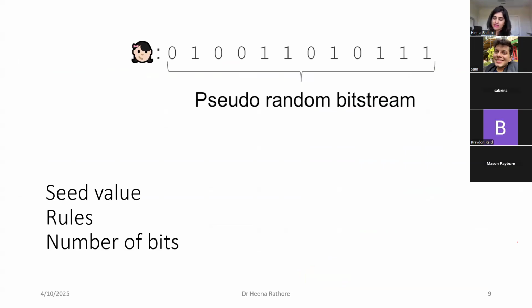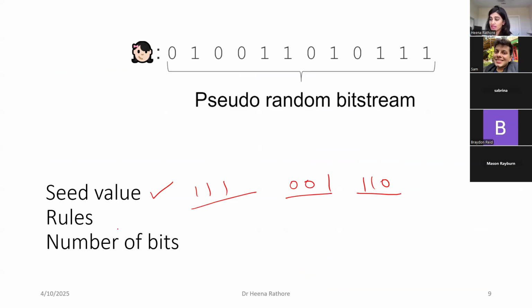There are three important things that you should remember whenever you are working with a pseudo-random number. Your pseudo-random number is highly dependent on the seed value, which is the initial bits that you are starting with. So if you are starting with 111 versus 001 or 110, the output of your key would be totally different. So it is highly dependent on the seed value.